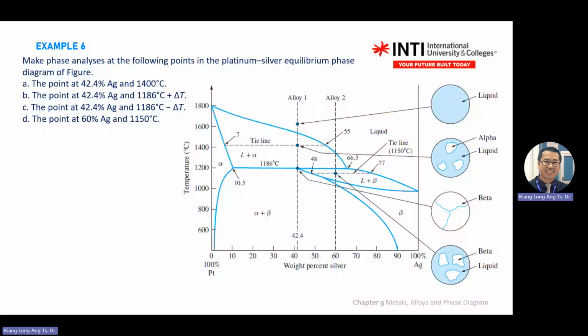So let's see how the question will look if the question asks you about peritectic phase analysis. So again, example 6 here asks you to do phase analysis. So for phase analysis, there's a standard template. You calculate the phase change, state change, and so on. So you're given this diagram. Of course, in the test, the bubble will be removed. The tie line will be removed. Alloy 1, alloy 2 will be removed. Okay, so this one asks you about a point at 42.4% Ag and 1400 degrees C.